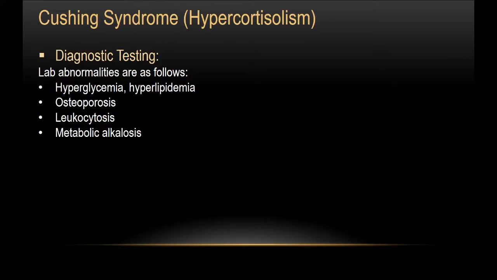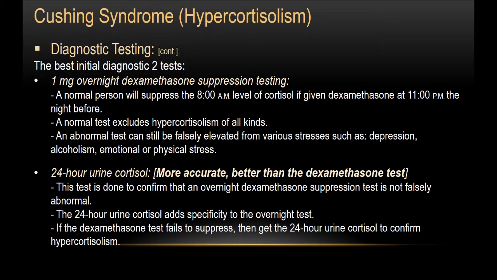The diagnostic testing, as I said, the best initial diagnostic tests are overnight dexamethasone suppression test and 24-hour urine cortisol. Actually, we have to start with the 24-hour urine cortisol. It's more accurate, it's better than the dexamethasone test. So we should start with it first. This test is going to tell you what? It's going to tell you, hey, you have too much cortisol. But it's not going to tell you where it is coming from. The 24-hour urine cortisol is going to diagnose hypercortisolism.